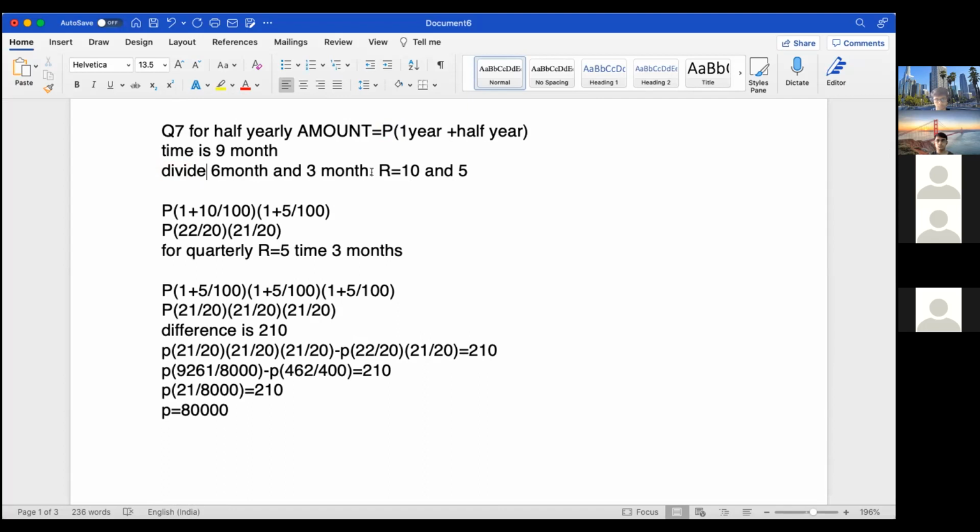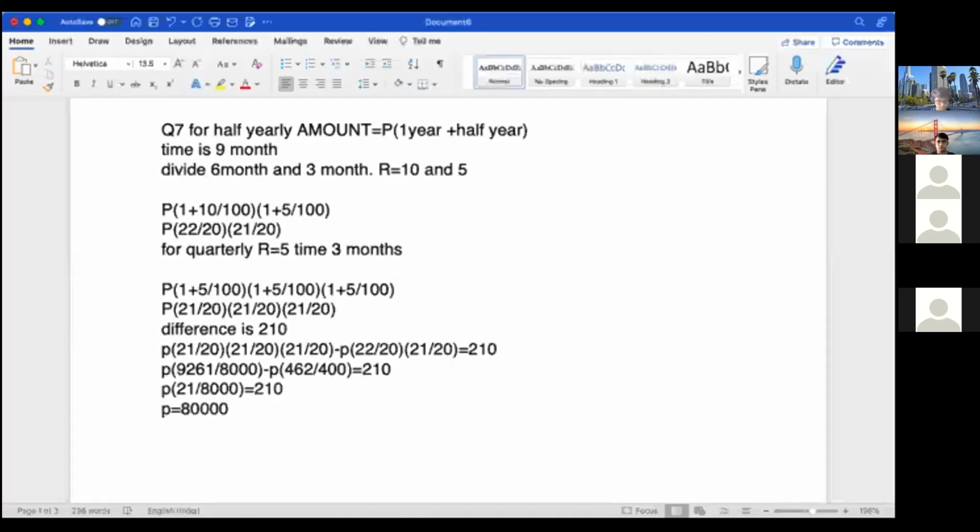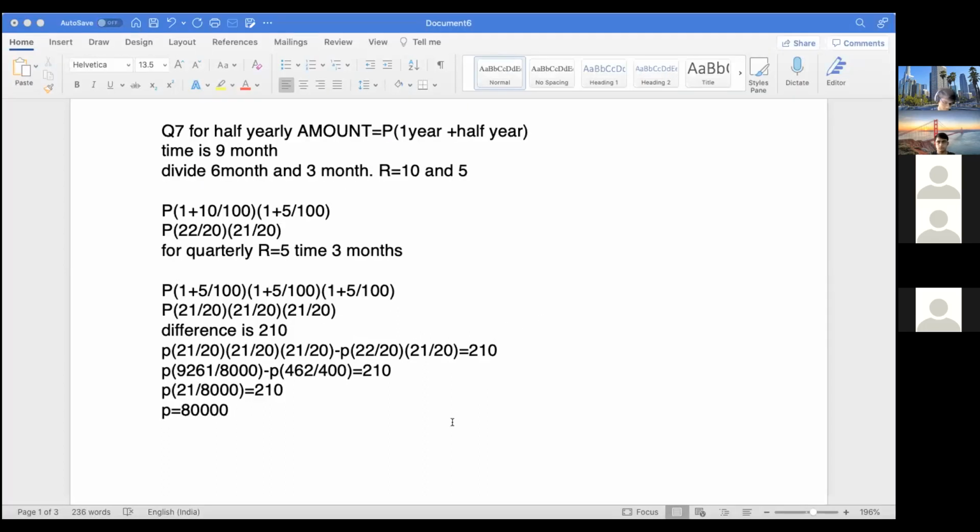So rate will be what? Rate is given in the question. How much is the rate? 20% per annum. So rate is 20% per annum. So 6 months ke liye rate will be 10 and 3 months ke liye rate will be 5. Agree or not? Yes or no? Yes, ma'am.